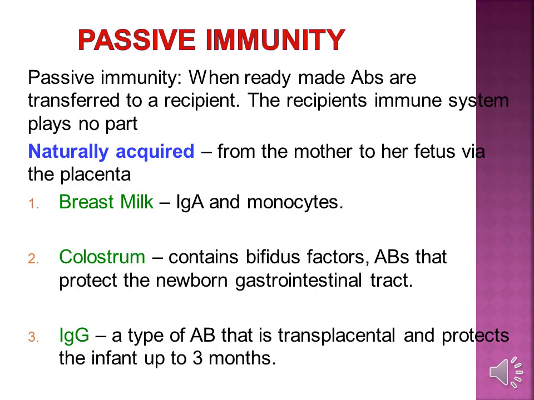Passive immunity. When ready-made antibodies are transferred to a recipient, the recipient's immune system plays no part. It is called passive. It is only a transfer of antibodies or immunoglobulins. It is of two types, natural and artificial. In naturally acquired, antibodies pass from mother to fetus via the placenta, or through breast milk, which contains IgA and monocytes. Colostrum contains bifidus factors, antibodies that protect the newborn from gastrointestinal infections. Then IgG, a type of antibody that is transplacental and protects the infant up to 3 months.